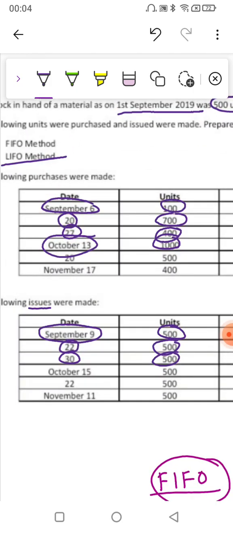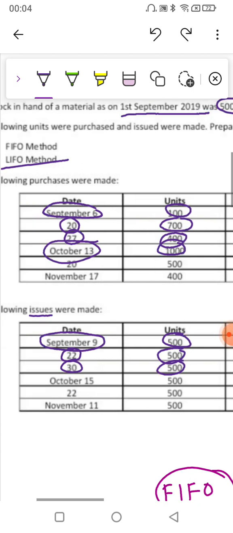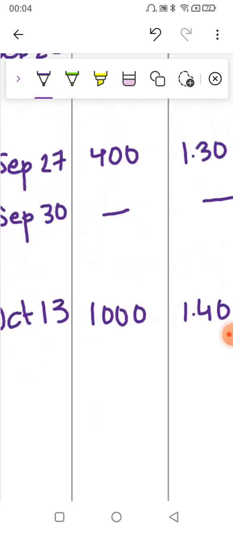Now we are going to move to the next part of the question. After October 13, we have October 15. On October 15, we have 500 issues. So let's record it. October 15.